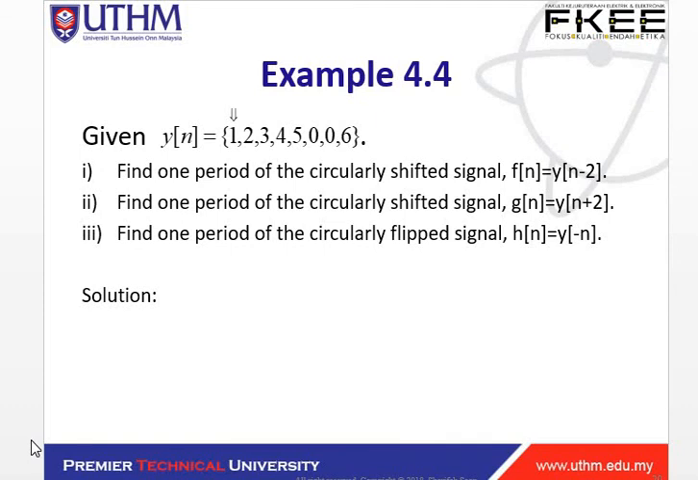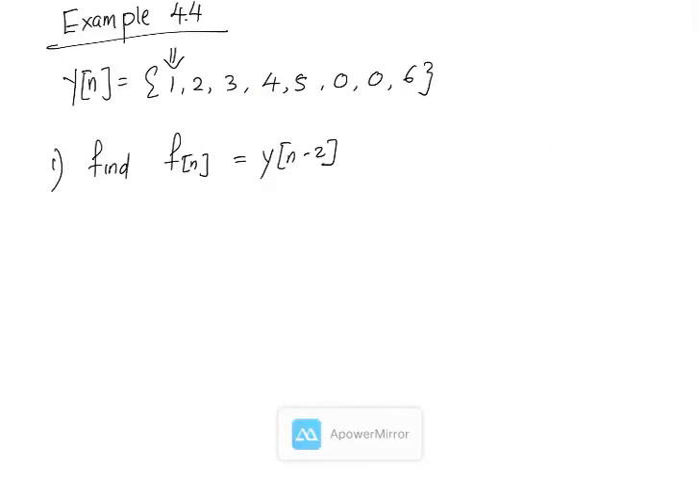Now let's look at the example on the circular shifting. Given y[n] equal to 1, 2, 3, 4, 5, 0, 0, 6, find one period of the circularly shifted signal f[n] equal to y[n minus 2]. As you know, y[n] is 1, 2, 3, 4, 5, 0, 0, 6. The signal actually is repeated.